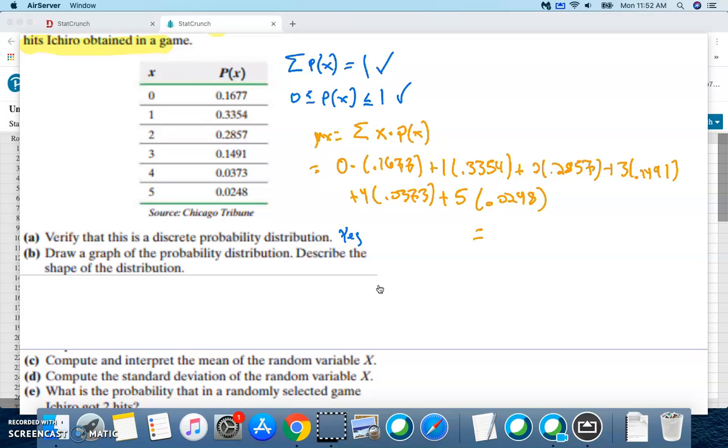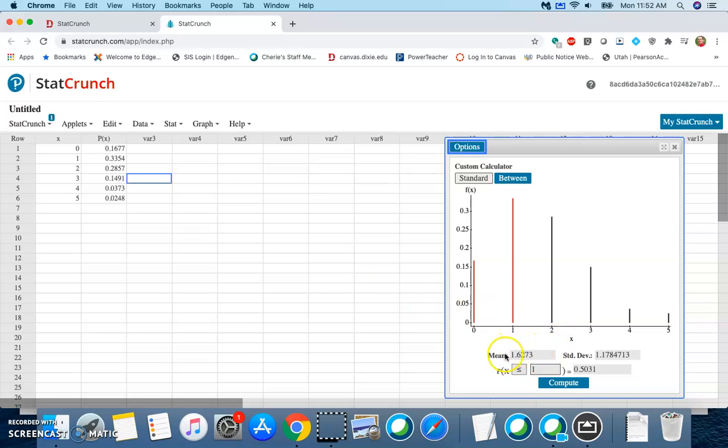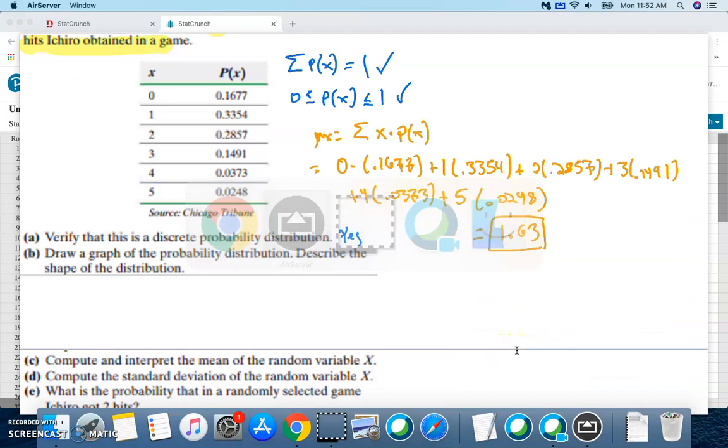So when I multiply those and then add them up all together, I get 1.63 rounded to 2 decimal places. So that would be the mean. And notice that that matches up with the mean we got here. And so in any given game, Ichiro would average 1.63 hits per game in this baseball season.